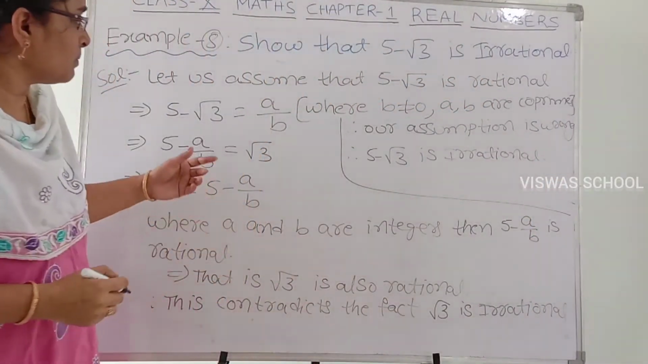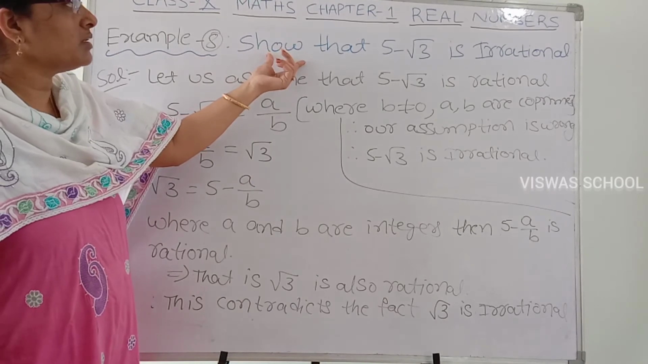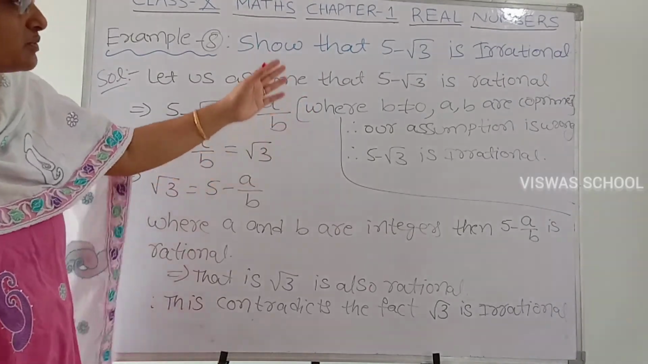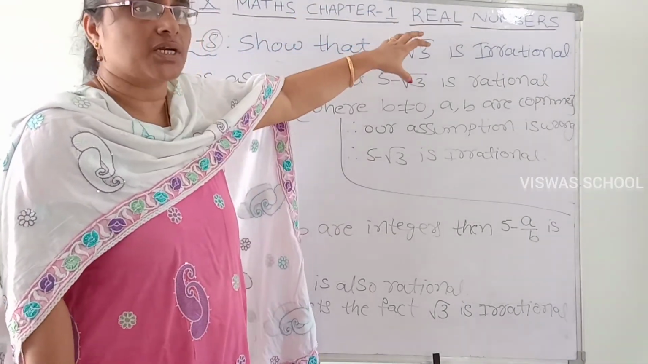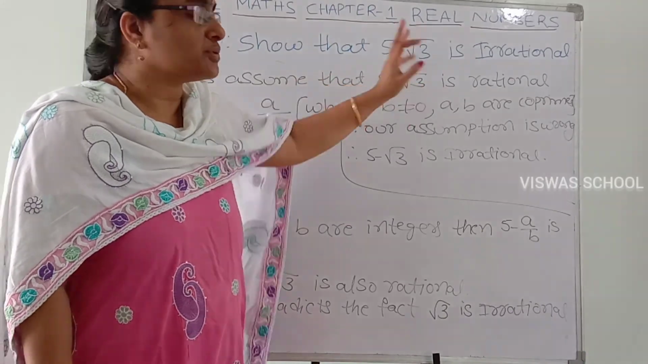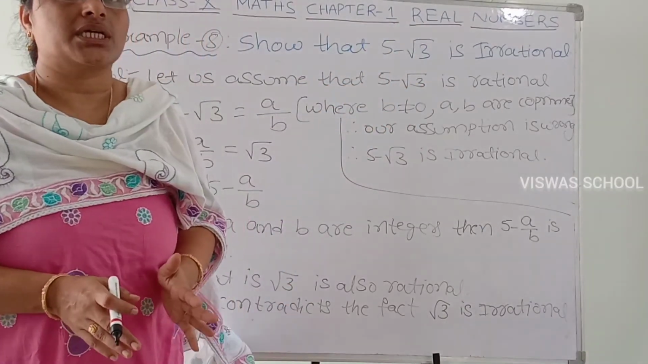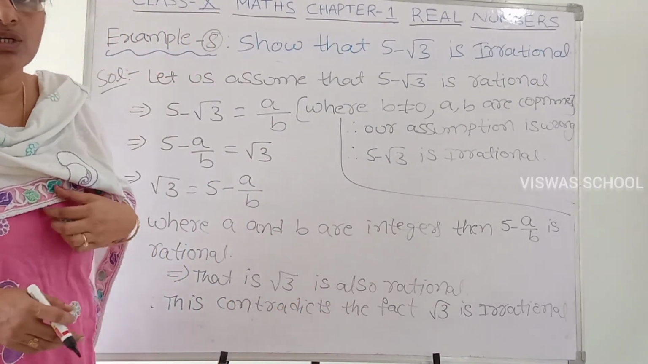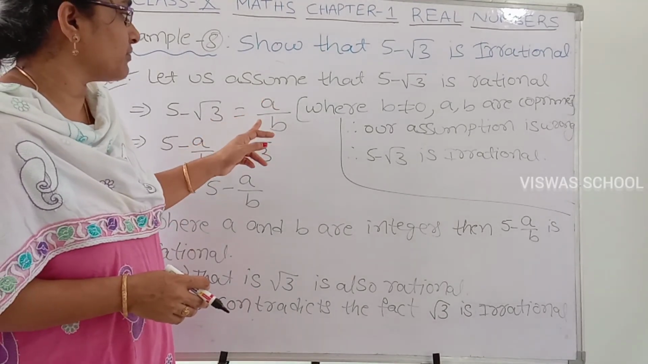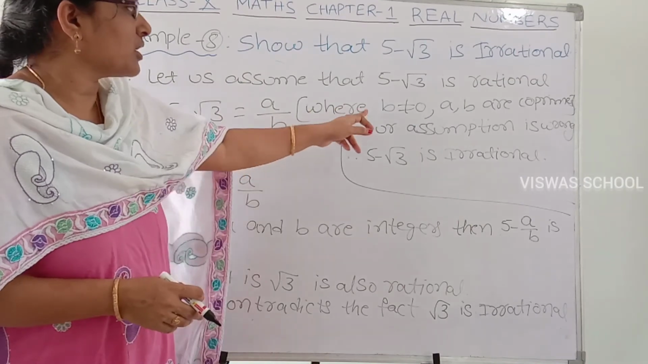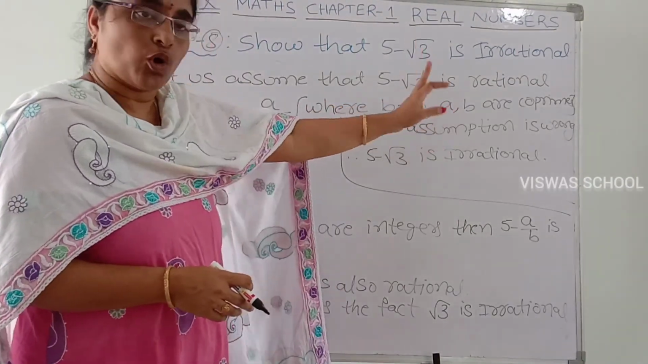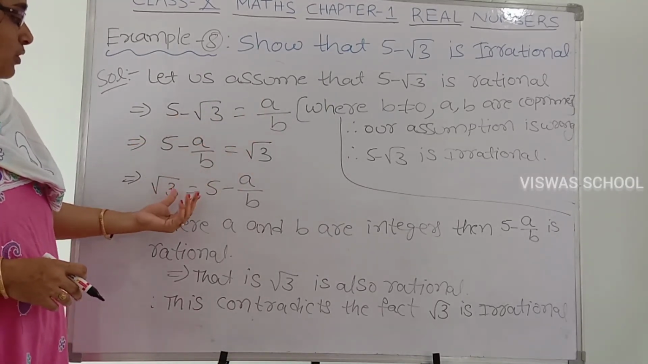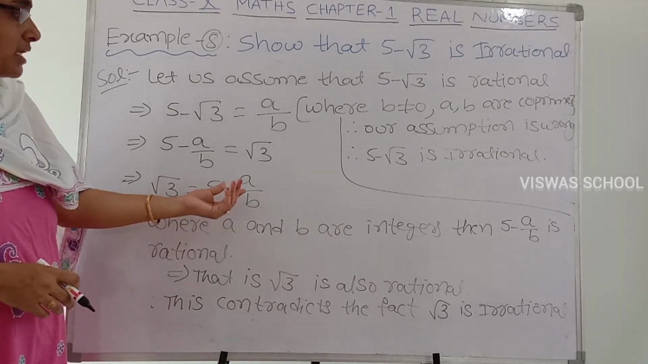Once again, we have to prove 5 minus root 3 is an irrational number. To prove this, we assume first, as we prove these types of problems by contradiction. What is that contradiction here? 5 minus root 3 is rational. If 5 minus root 3 is rational, every rational number is of the form P by Q, where P and Q are co-primes. In the same way, 5 minus root 3 is of the form A by B, where B is not equal to 0, and A and B are co-primes. That is 5 minus A by B is equal to root 3. Therefore, root 3 equals 5 minus A by B.